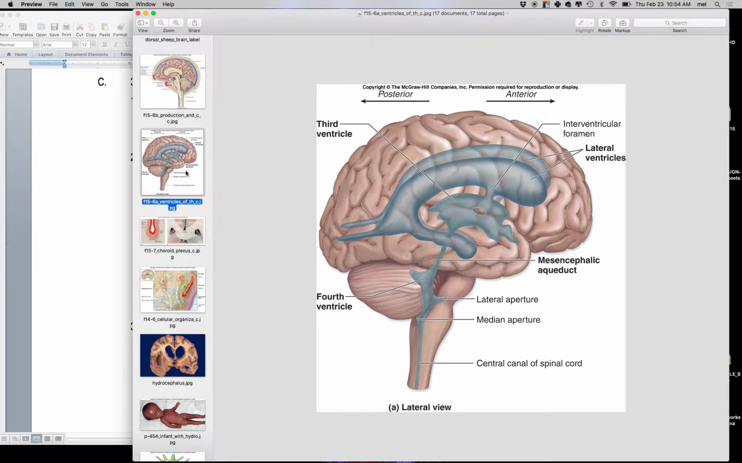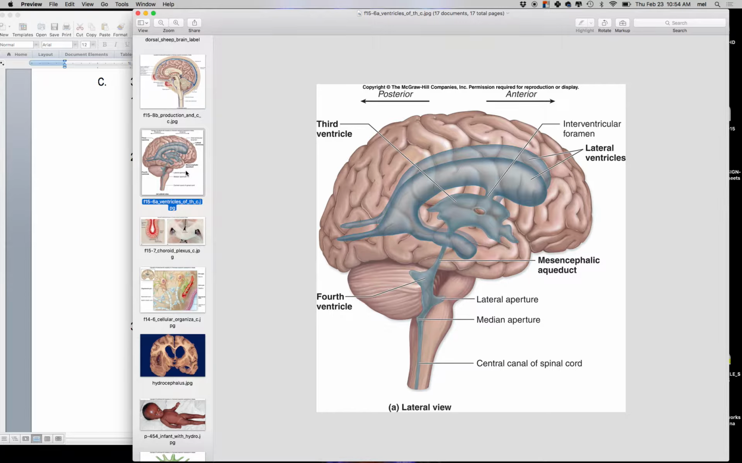And then you've got a couple of different fates. Once you're in 4, you can either go down the central canal of the spinal cord, or you can go out these holes. And the holes are called apertures. And if you do photography, you know what an aperture is, right? Okay. So you've got 2 lateral apertures and 1 median aperture. And what they do is they reach from the inside of the brain into the subarachnoid space.